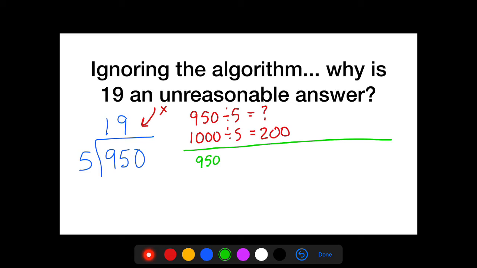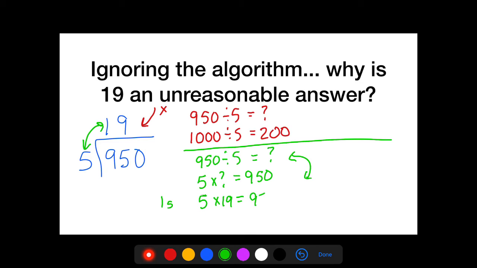Or we could take 950 divided by 5 gives me some answer as the quotient, and I could relate this to a multiplication problem. 5 times my answer had better give me 950. So I asked the question, is 5 times 19 equal to 950? Well, again, I could estimate here. I could say, well, 5 times 20 equals 100. 5 times 19 should be less than 100, but I wrote down 5 times 19 is 950. Something is not right here. So again, I can look and say this is not a reasonable answer.